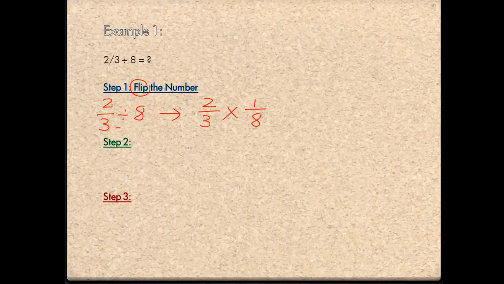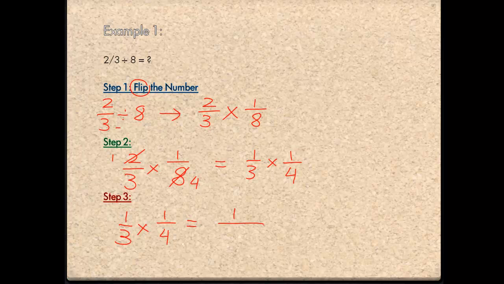Step 2, I need to reduce if possible. With the equation 2/3 times 1/8, I can reduce the 2 and the 8. Since they're both divisible by 2, I'm going to do that. 2 divided by 2 gives me 1, and 8 divided by 2 gives me 4. So now my new equation is 1/3 times 1/4. And step 3, multiply together. Top times top over bottom times bottom. 1 times 1 just gives me 1, and 3 times 4 gives me 12. So the final answer to this question, 2/3 divided by 8, is 1/12.